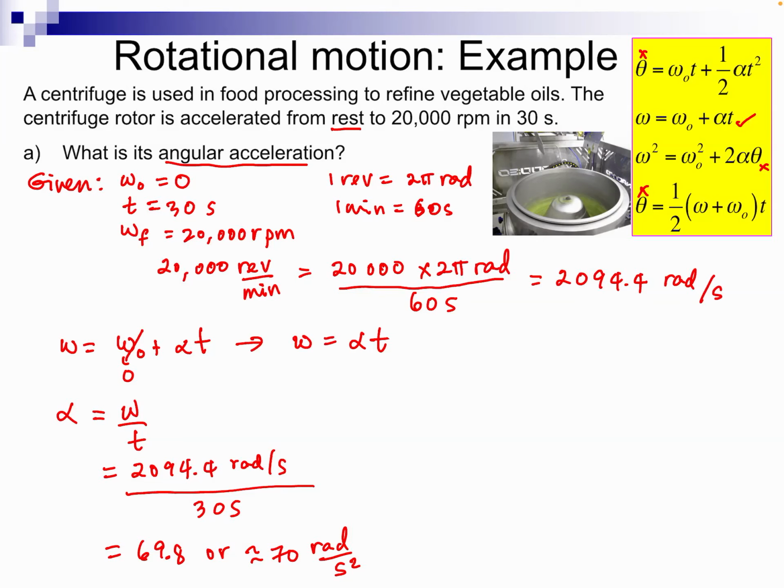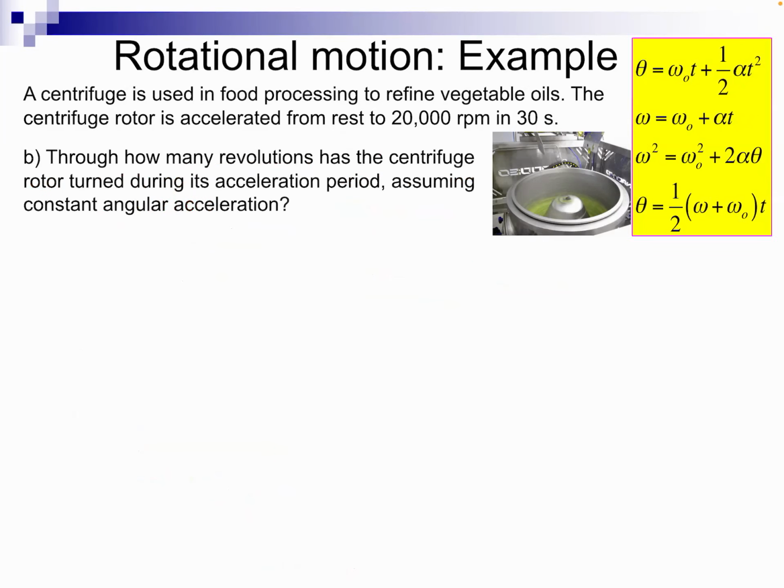All right, any question about this solution here? Yeah. So it's really just exactly like linear kinematics, except that you just have to change the way you think, in terms of along a straight line, it's now rotating. And so the variables are rotational kinematic variables. Right, the second question: through how many revolutions will the centrifuge turn during its acceleration period?